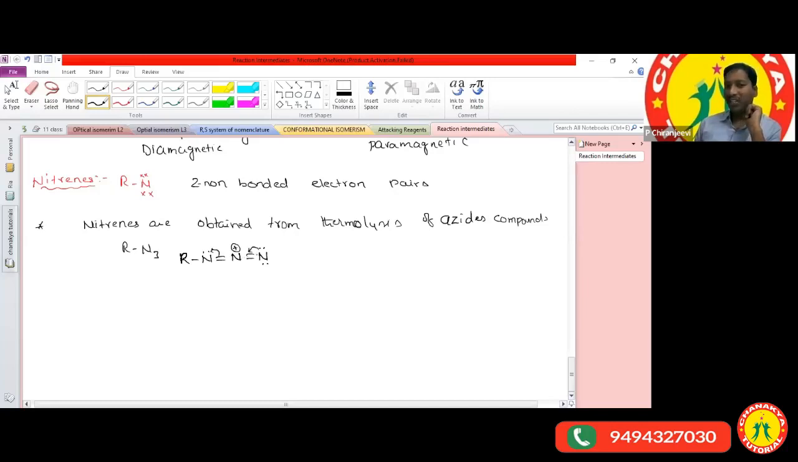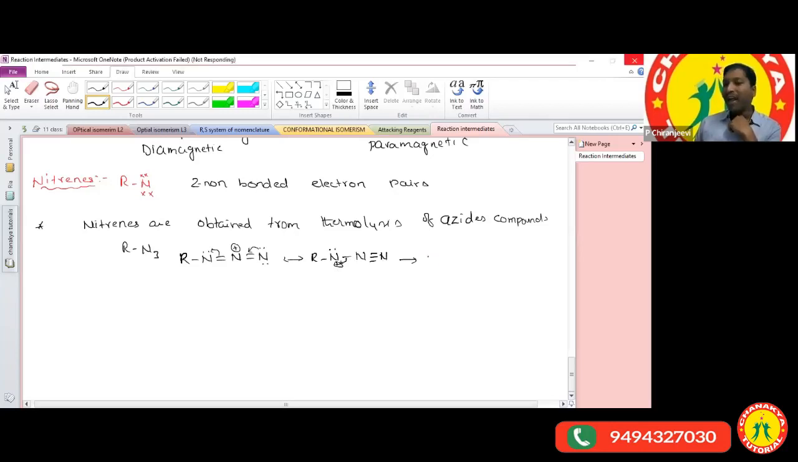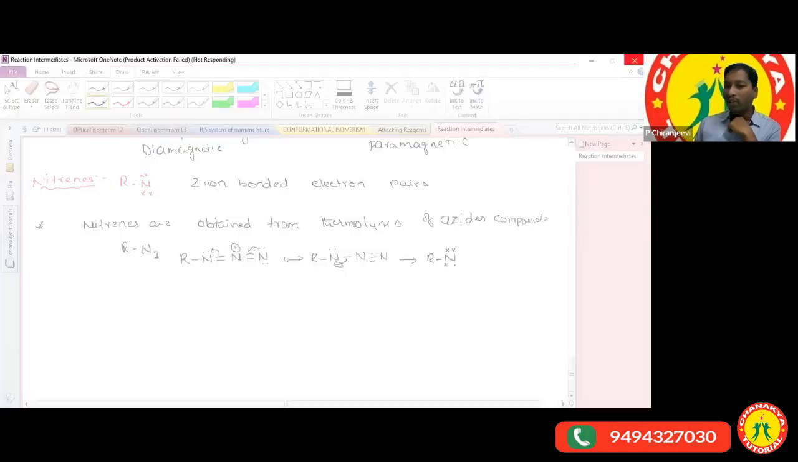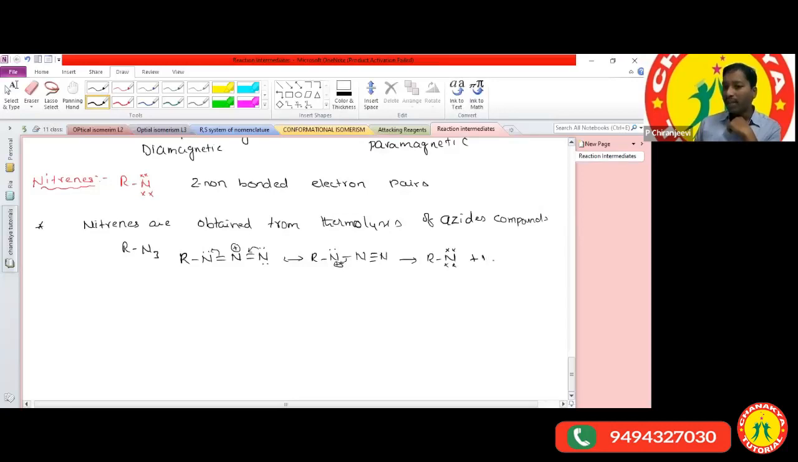the electrons are shifted in this direction. First it is converted into R–N, N triple bond, and it is formed here. It gets a positive charge because it has electron deficiency. Again it undergoes a cleavage reaction, by taking up the two electrons. It is converted into a nitrene and releases nitrogen gas. Nitrenes have two non-bonded pairs of electrons, plus nitrogen. So this we call a nitrene. Nitrenes are obtained by the thermolysis of azides.